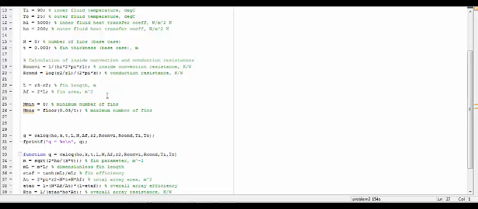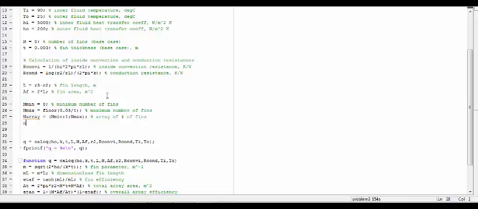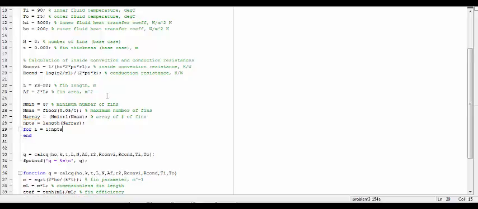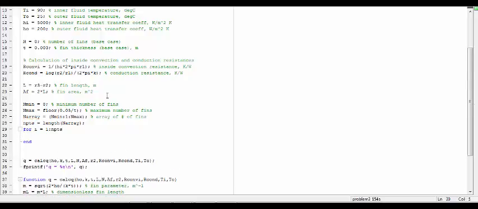So we can set up our array as follows. It's going to start at n min, it's going to increment by 1 and go up to n max. And then the number of points in the array is just the length of the array. So we're going to do a for loop from i equals 1 to the number of points in the array, and we're going to grab then the value of q.